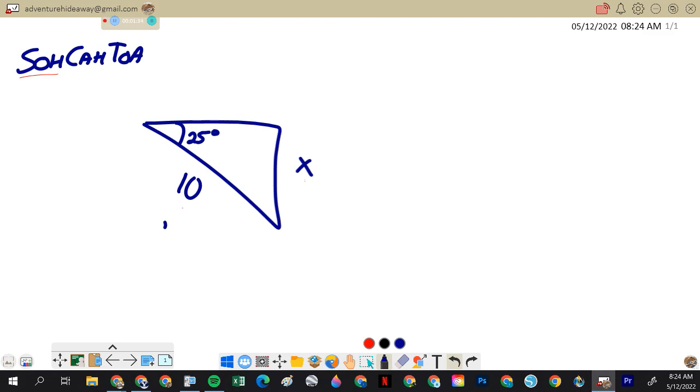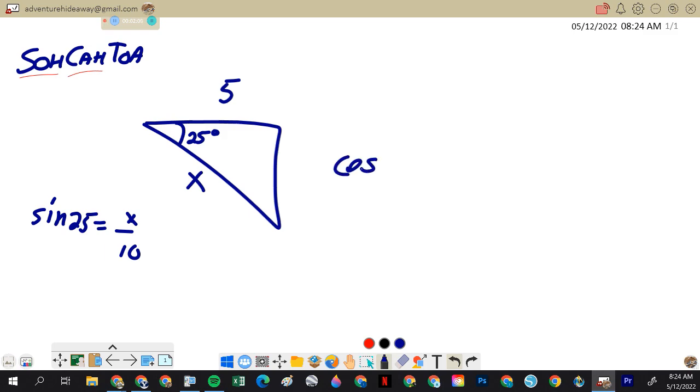All right, let's do, so let me set that up. Sine of 25 equals x over 10. Okay, let me change this. Which trig ratio would I pick here? I have A and I want H, so that would be the cosine. So the cosine of 25 is 5/x, and that is a switch problem.